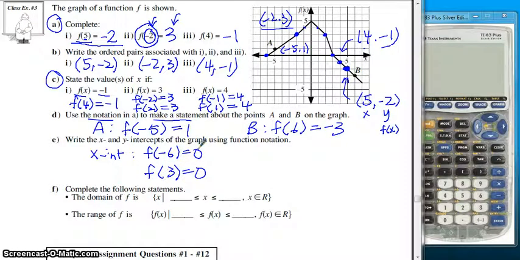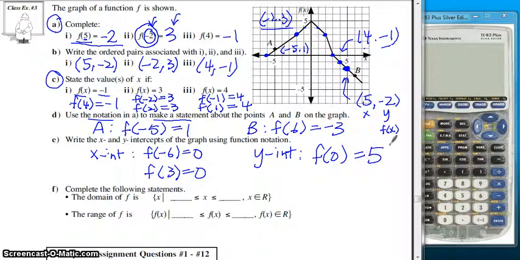So a function can have many x-intercepts, but a function can only have one y-intercept. Because remember what the y-intercept is? It is when your x is 0. When the input is 0, there's only one output. Otherwise, it's not a function. So every function has only one y-intercept, but it could have as many x-intercepts as it wants. The answer is 5 here.